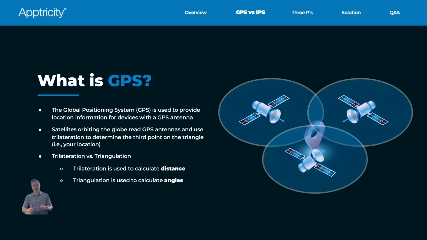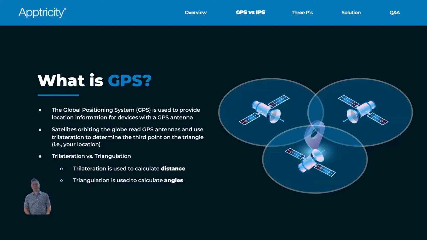Now, you may know this already. I think we all use GPS to some extent. I use it in my commuting. I use it to call an Uber when I'm at the airport or if I'm tracking my DoorDash driver. GPS is something we understand, right? But basically, GPS is used to provide location information for devices with a GPS antenna. Our smartphones have them. Our cars may have them. Anything with a GPS antenna that can communicate with satellites that are orbiting the globe for location information.